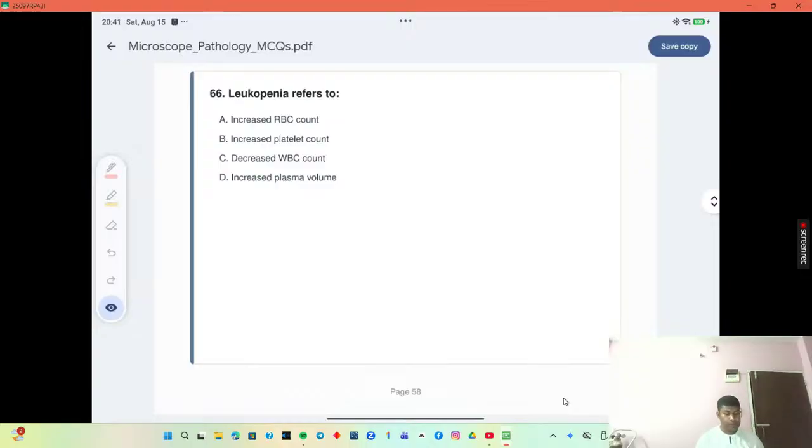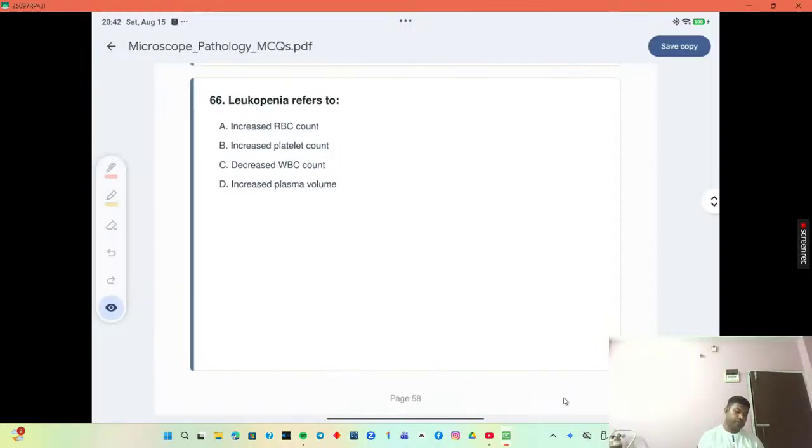Now here the question is, leukopenia refers to. So what are leukocytes known as? Leukocytes are known as WBC. Leukocytosis means increase in white blood cell count. Now leukopenia means decrease in WBC count. Okay. So what is leukopenia? It is decrease in WBC count, decrease in white blood cell count in our body. Okay.